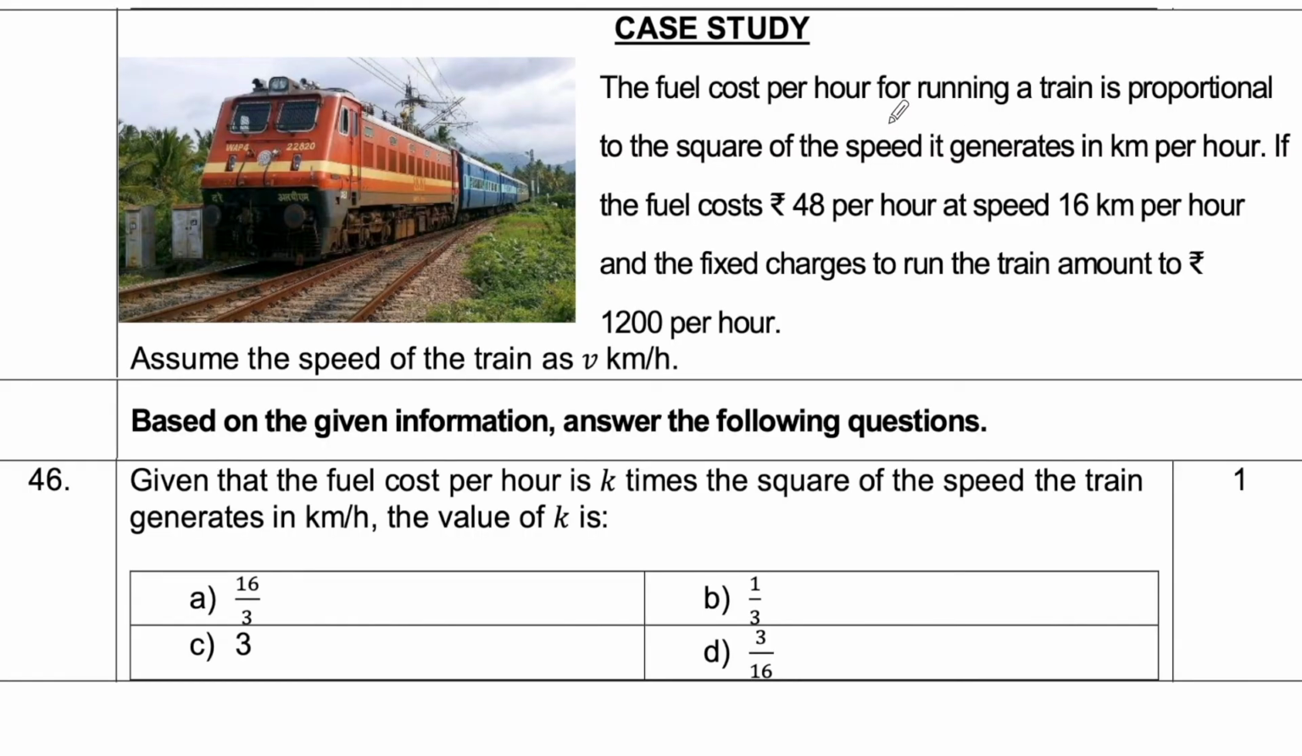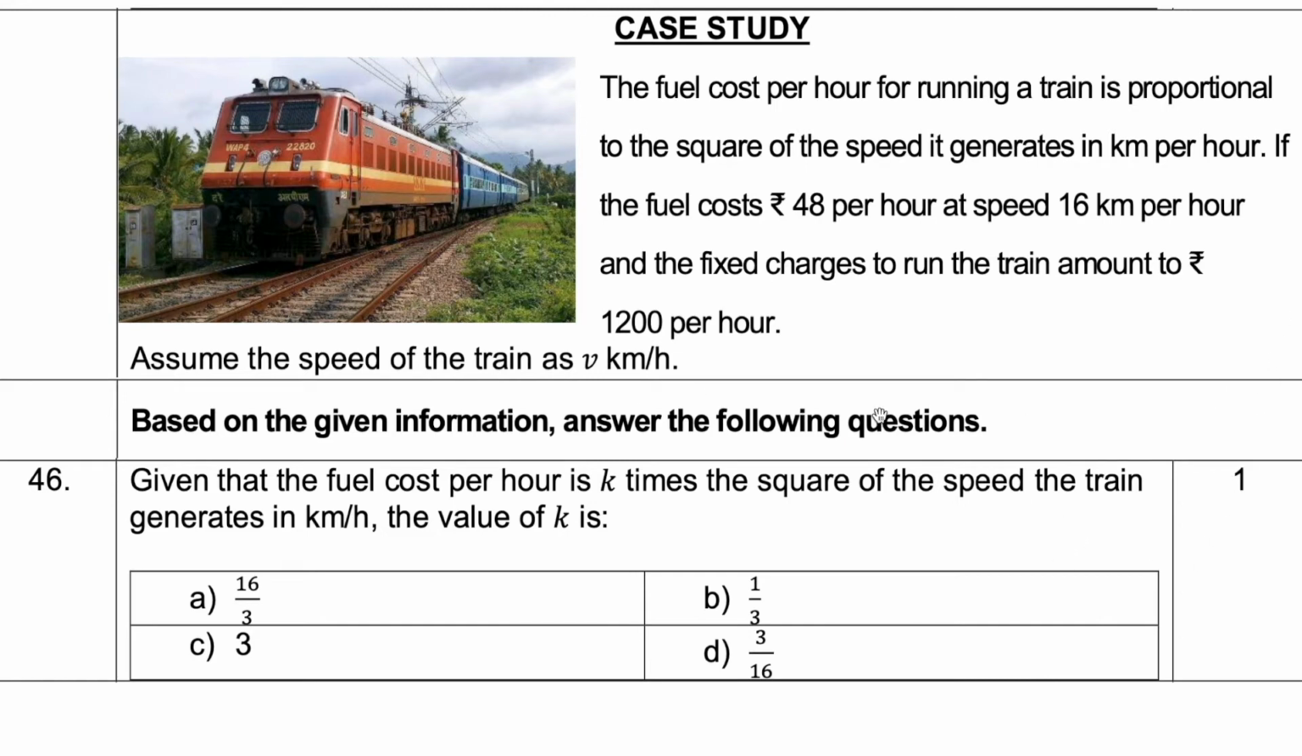Now let's check case study problems. So given here, the fuel cost per hour for running a train is proportional to the square of the speed it generates in kilometer per hour. If the fuel costs 48 rupees per hour at speed 16 kilometers per hour, and the fixed charges to run the train amount to rupees 1200 per hour, assume the speed of the train as v kilometer per hour.